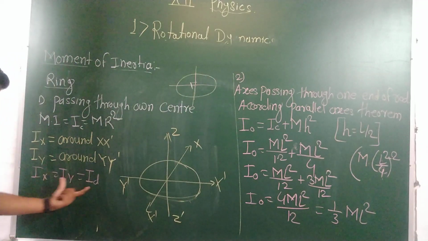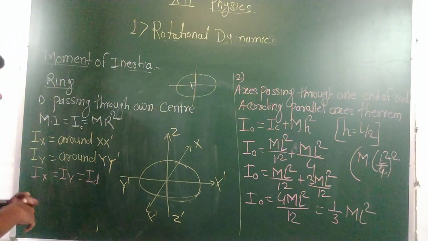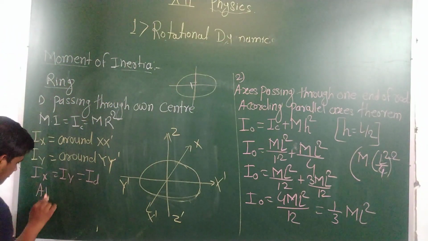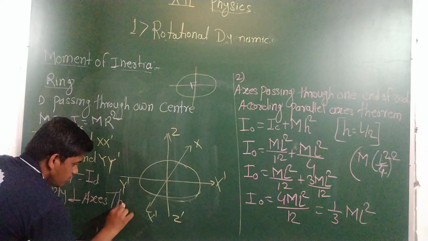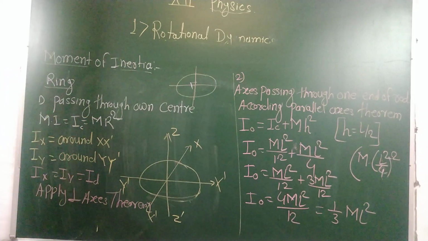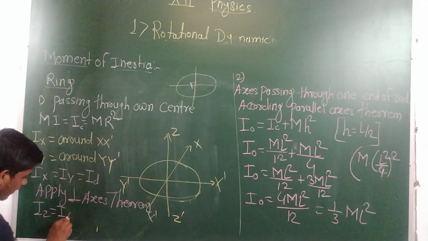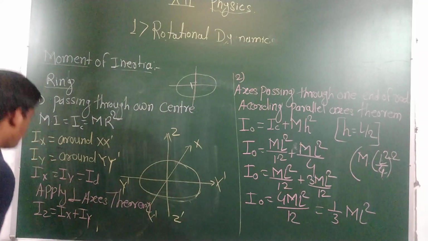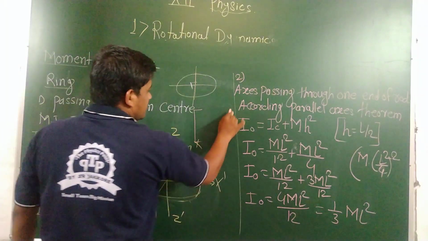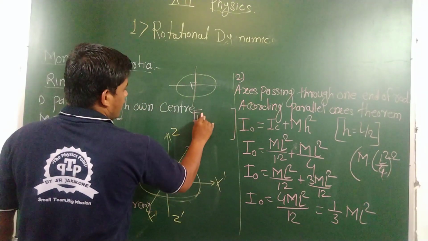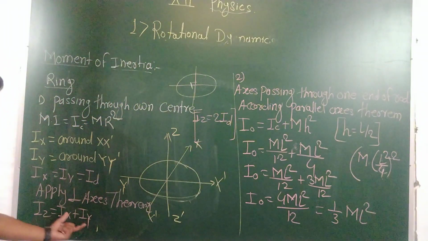Then since both are diameters, I x is equal to I y, that is I d. Then applying the perpendicular axis theorem, I of z is equal to I of x plus I of y. I of x is equal to I of y, which is I of d. So I can write the remaining terms. Then I of z is equal to 2 into I of d, because x equals y, so both are the same.